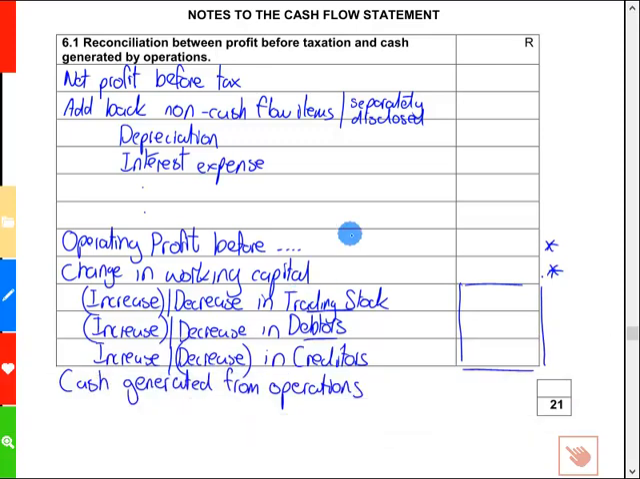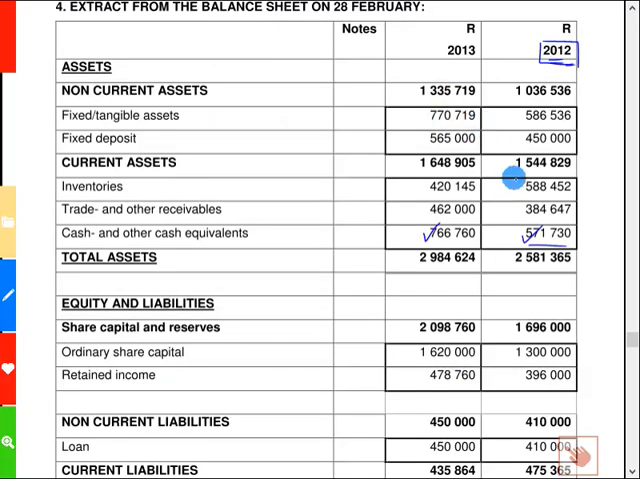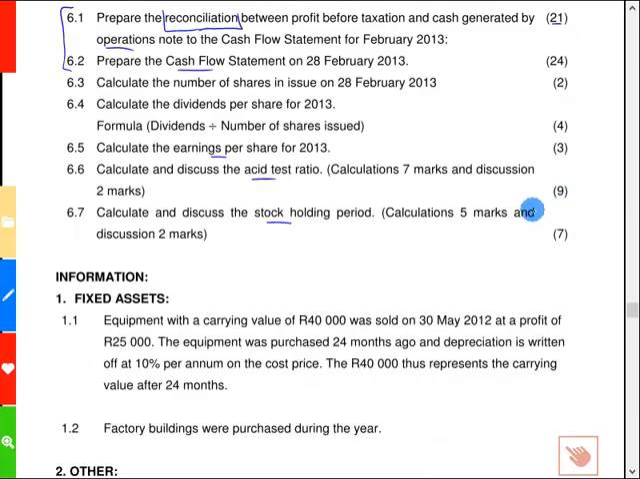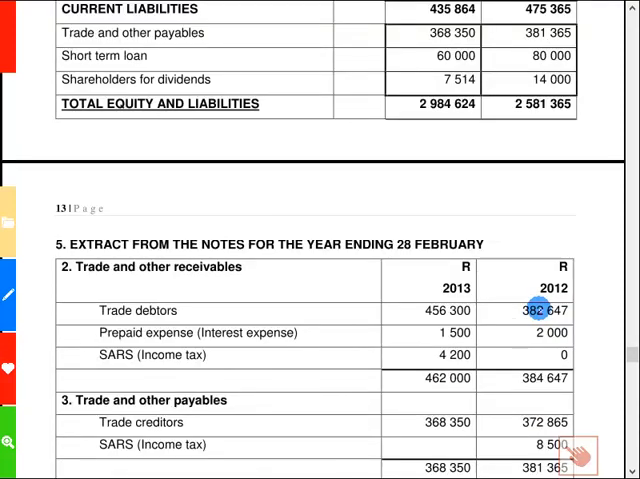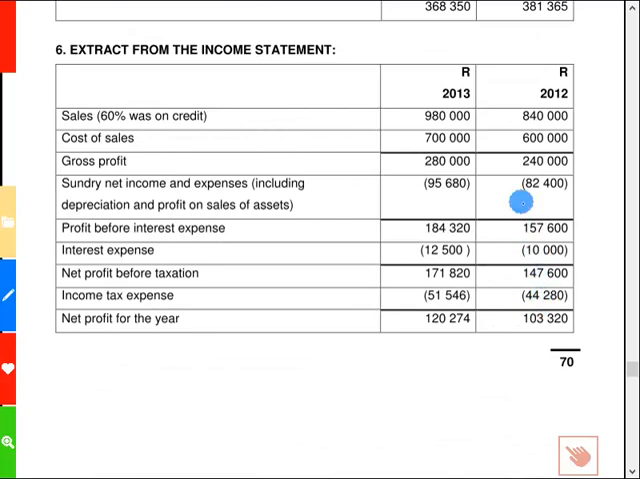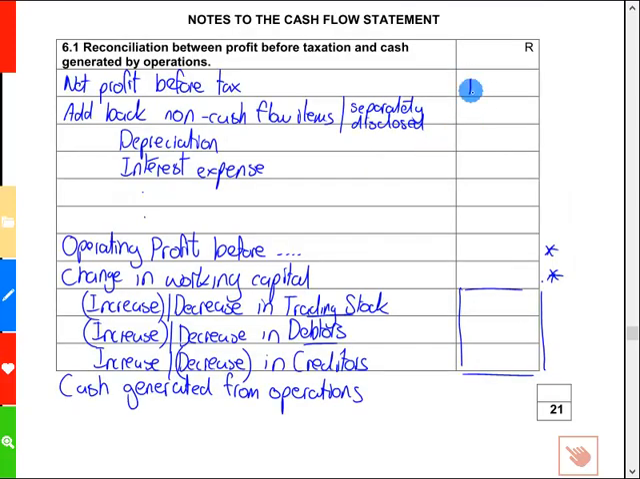Alright, so our net profit before tax, let's see if we can find that in our information. Is that given anywhere? Here we go. Extract from the income statement. It shows net profit before taxation, not after, 171,820. So that's our starting point. Just by knowing the format, it guides us as to how we should answer this question.